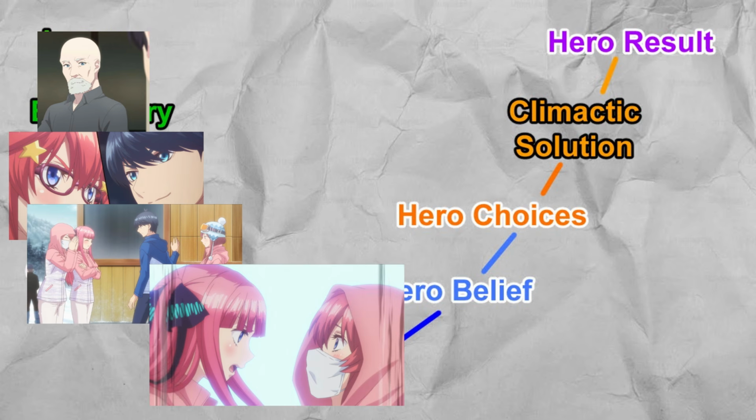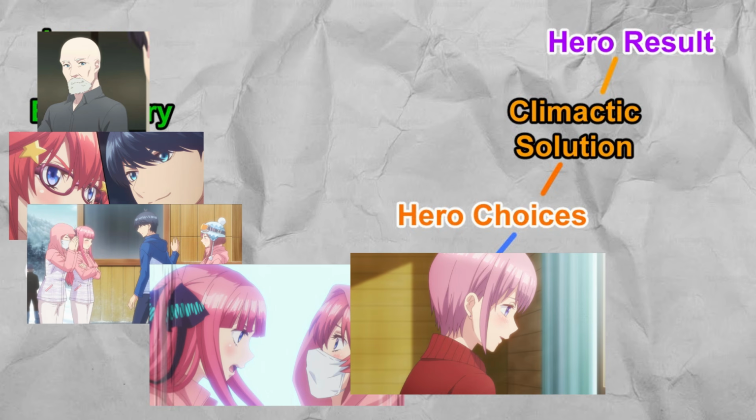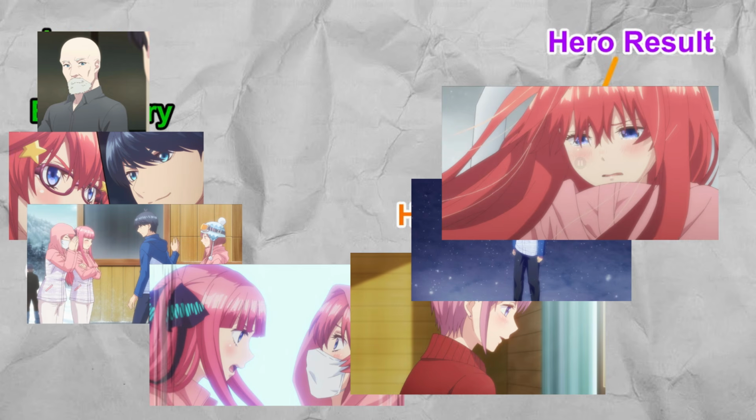The problem is that it seems that Itsuki is missing. Ichika believes that Fuutaro is trustworthy and loves them. Fuutaro being able to solve the mystery is the climactic solution that proves Ichika right. It's beautiful. There's only one issue I have, and it's the plot hole that this creates.